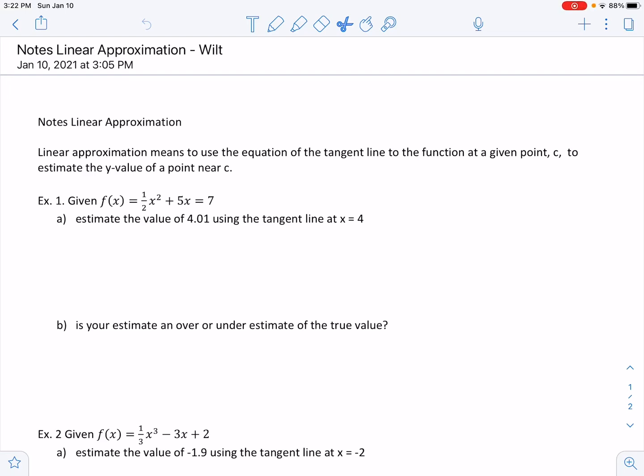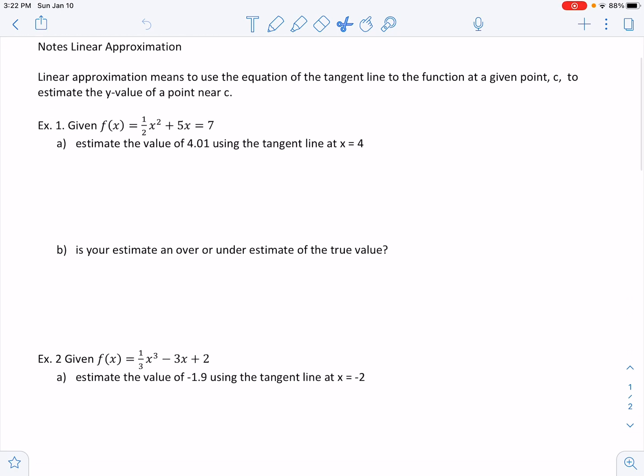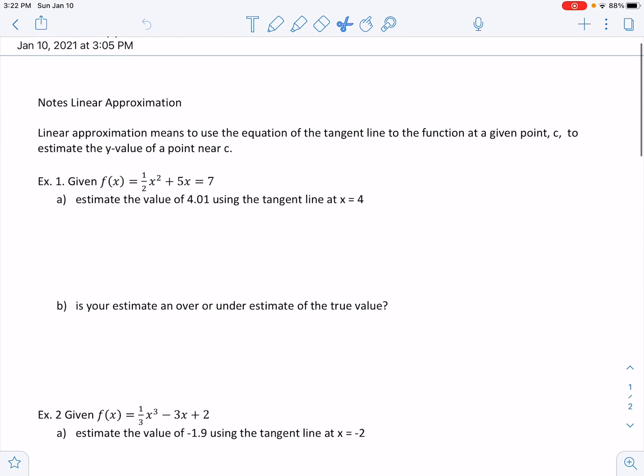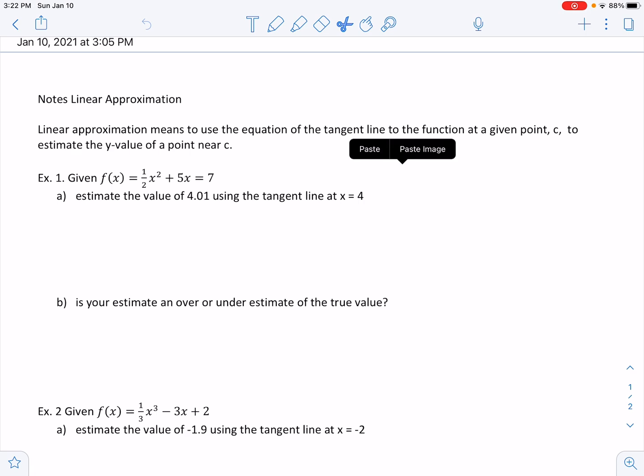All right, linear approximation. It's using the equation of a tangent line to estimate a value, okay? So they want me to find the value of 4.01. Well, I don't have a calculator in my hand, and that's the key to this, is you don't have a calculator in your hand, to plug 4.1 into there and square it and then divide by 2 and multiply.